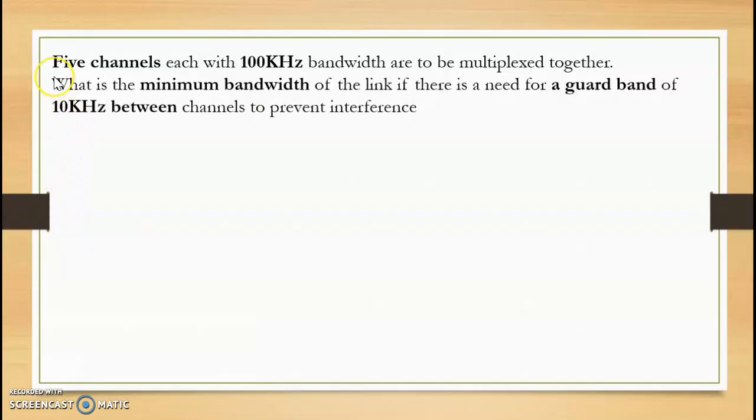So let us solve a problem. The question is 5 channels, each with 100 kHz bandwidth, are to be multiplexed together. What is the minimum bandwidth of the link if there is a need for a guard band of 10 kHz between channels to prevent interference? So over here in the question we are given that there are 5 channels and each have a bandwidth of 100 kHz, and also we are told that there is a guard band of 10 kHz between the channels and we need to find the minimum bandwidth.